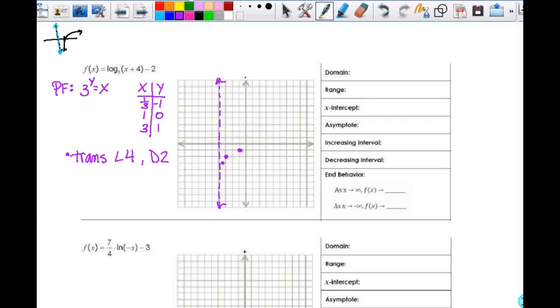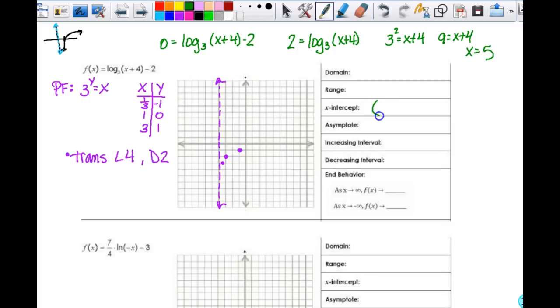So what I'm missing is my x-intercept, because I want the x-intercepts from the logs. So x-intercept I get when y is 0, so 0 equals the log base 3 of x plus 4 minus 2. So I'm going to add 2 to both sides, and I get 2 equals log base 3 of x plus 4. So now I rewrite that in an exponential, and I get 3 squared equals x plus 4. So 9 equals x plus 4, so x equals 5. So my x-intercept is going to be 5, 0. So 1, 2, 3, 4, 5, 0. My asymptote is at x equals -4. And I can draw this in.